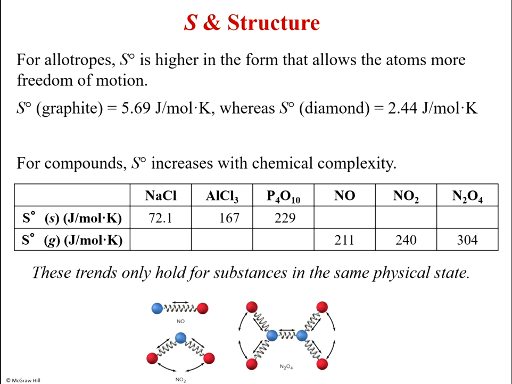And in our table here, we see that entropy increases as chemical complexity increases, going from sodium chloride to aluminum chloride, and going from nitric oxide to dinitrogen tetroxide.